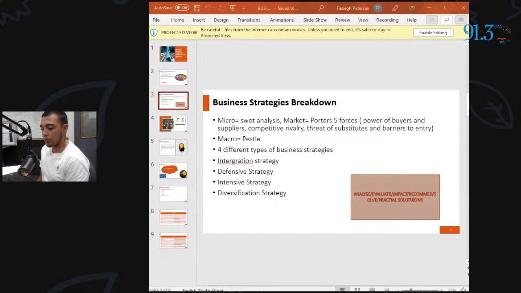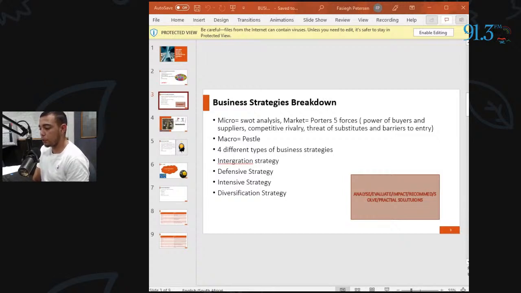So what takes place within the business? Our SWOT analysis: our strengths, weaknesses, opportunities, and threats. Our market environment is on the borderline, where we have some control. With the micro environment, remember, we have full control over the business. With the market environment, we have some to less control over the business environment, which is our Porter's 5 forces.